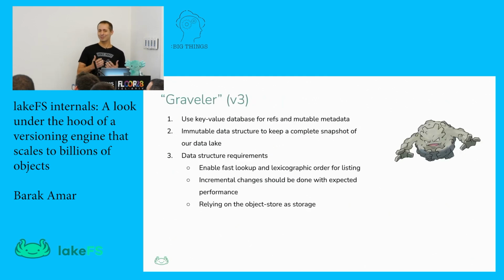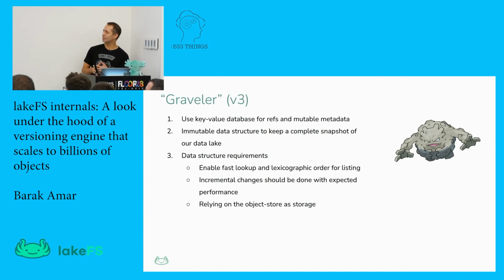So in version 3, and this is the last version, we introduced a different change. We used a key value database. This helps us maintain all the mutable data, the uncommitted data, the references, and gained the performance we wanted when accessing in a simple pattern and not going over millions of objects for metadata. For the metadata we keep for committed data, which is immutable, we wanted a different data store, data structure.